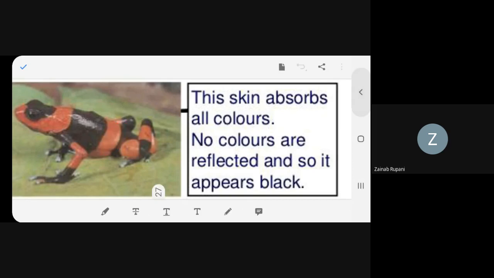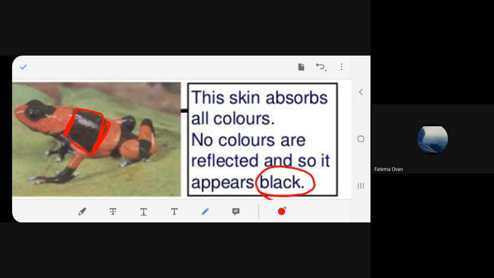Now, in this portion, from here to here, no colors are reflected. That means skin is absorbing all the colors. What is skin doing, beta? It is absorbing all colors. So what does it appear as? It appears as black. So when all colors are absorbed, it appears black. When one color is reflected, that color is seen. Is it understandable? When everything is absorbed, it looks black. When one color is reflected, you can see that particular color and nothing else. Is it clear?